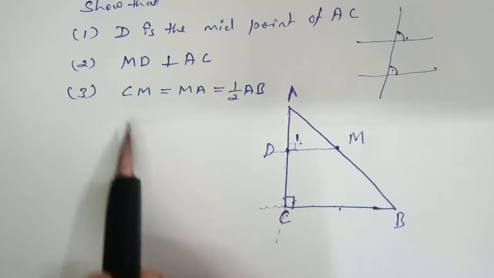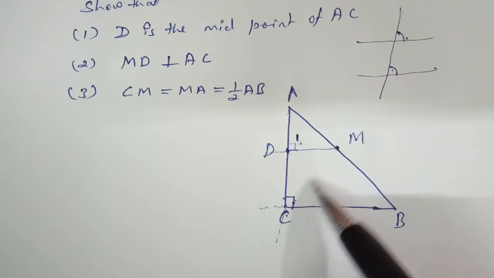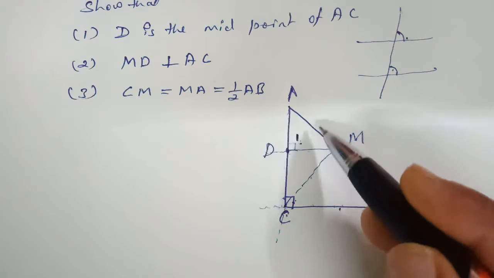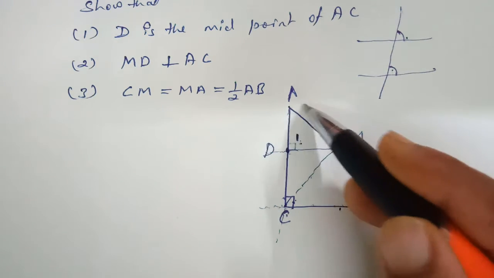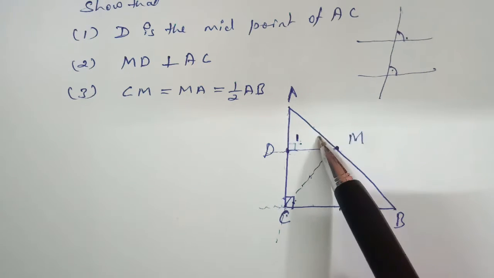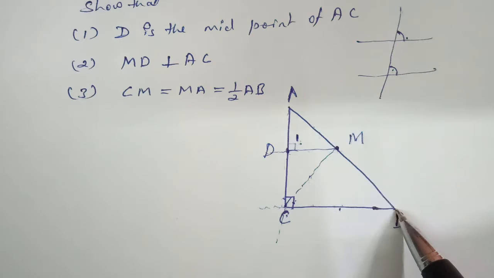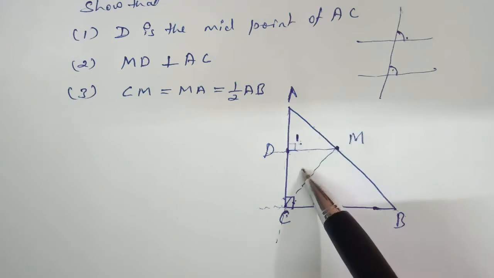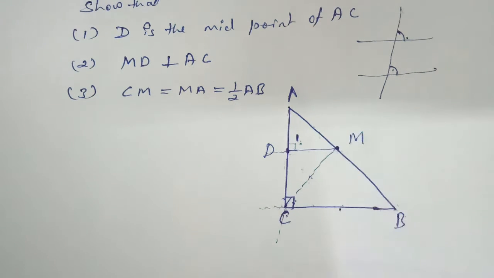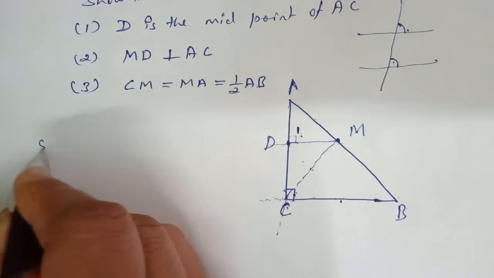Now for the third part, CM equal to MA. For CM, what we have to do? We have to join it first of all. CM equal to MA equal to half of AB. We have to get a relation between these two and equal to half of this line. So for this we are going to consider these two triangles. We will prove by congruency that AM is equal to CM, and then using the concept of midpoint we will get it equal to half of AB. So let us start. We are starting the solution.